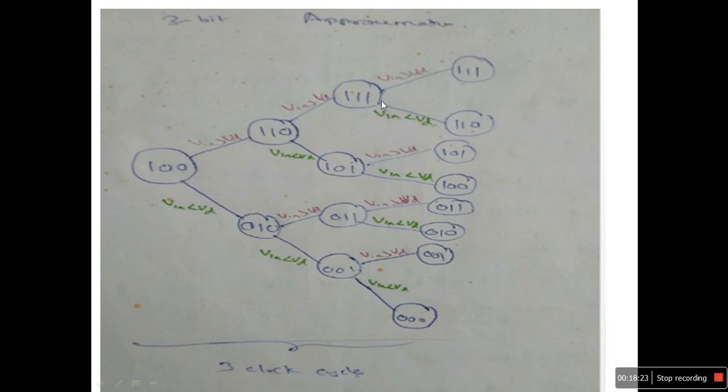Otherwise, at this point, if the analog input voltage is less than this one, then the present bit, this is the LSB, becomes 0. Here also, if you observe this one, 1, 1, 0, if it is less than this one, then the present set bit, the second one, that is 1, becomes 0, 1, 0, and the next bit will be set, 1, 0, 1.